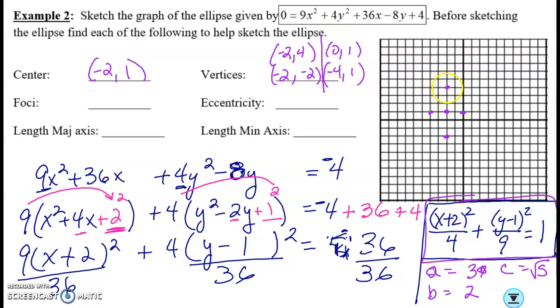The foci, again, we could kind of draw this ellipse. This is an egg-shaped ellipse. The foci, they're going to have your c values on the major axis. Square root of 5. Okay, approximate time now.